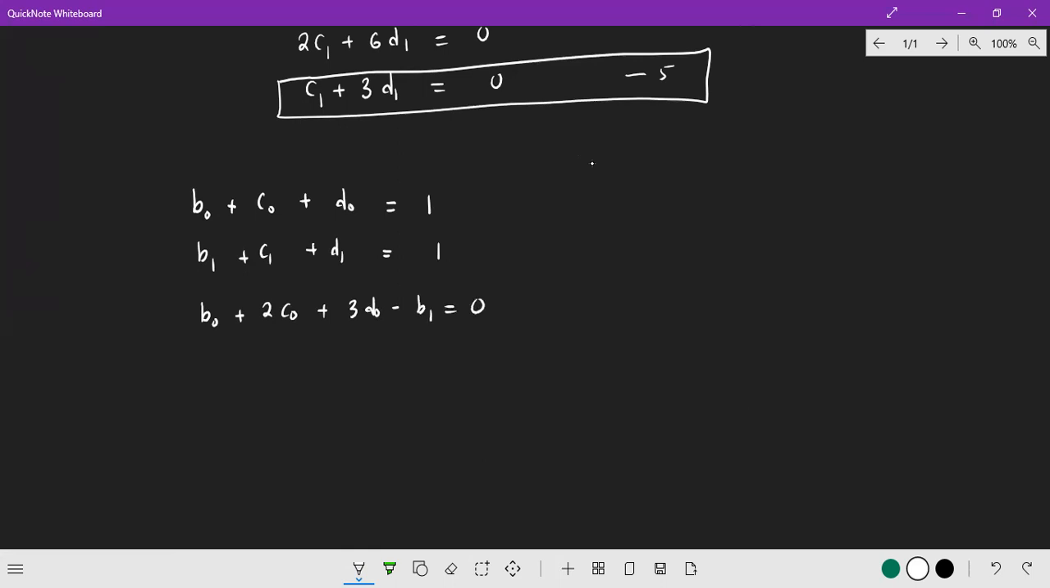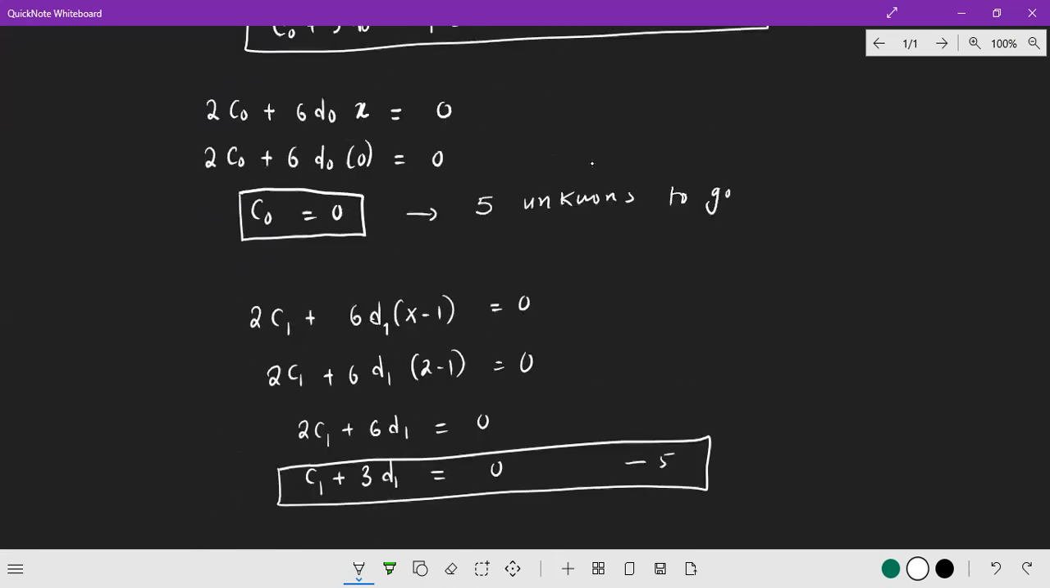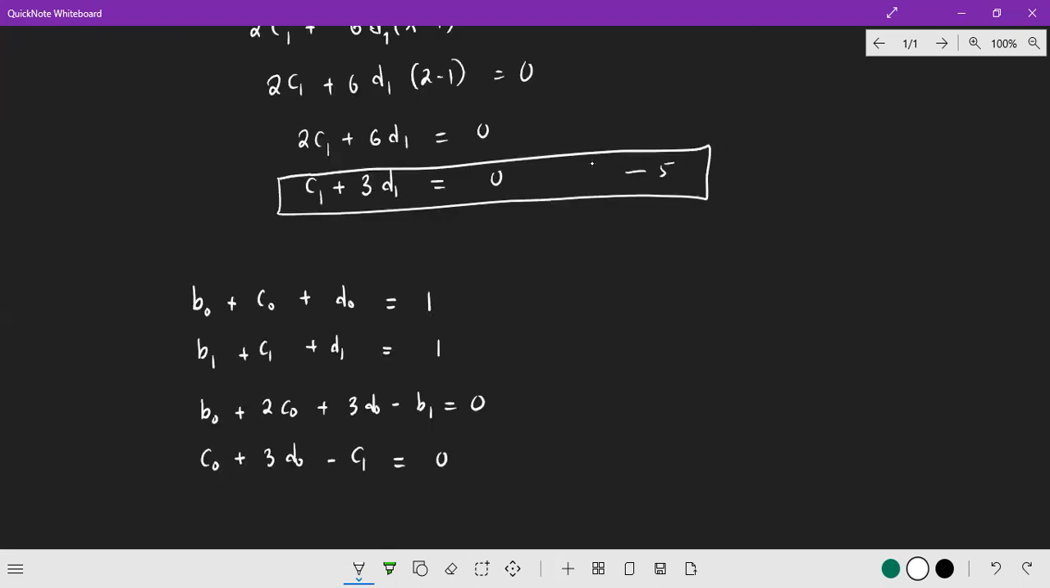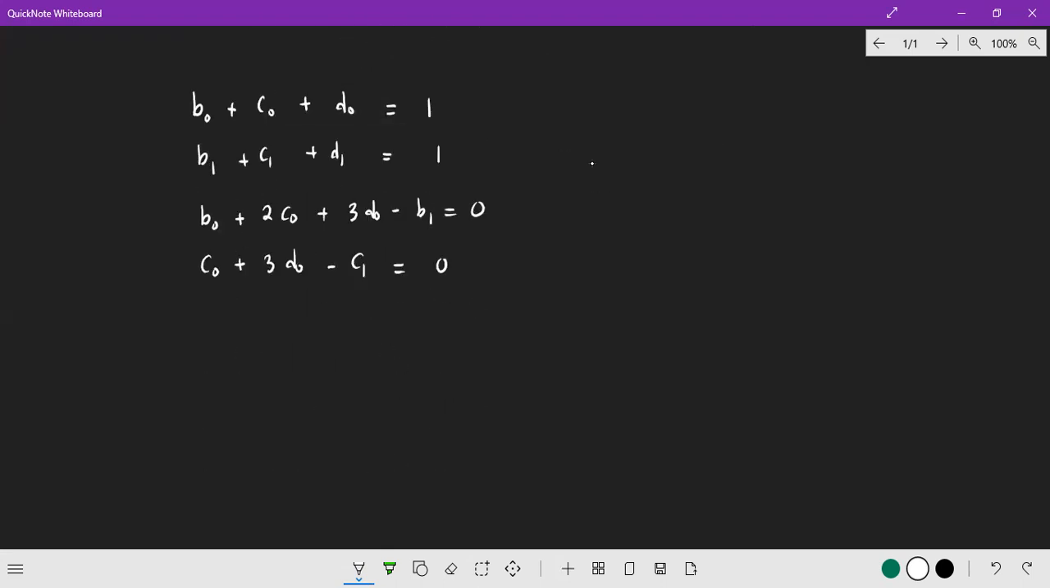Then the next one, we had c naught plus 3d naught minus c1 equal to 0. Let me just check if it's correct. Okay. And then the last one is just for finding here, c1 plus 3d1 equal to 0. Okay, now here we have 5 equations, 5 unknowns. So we can use the Gauss elimination method to solve this here.